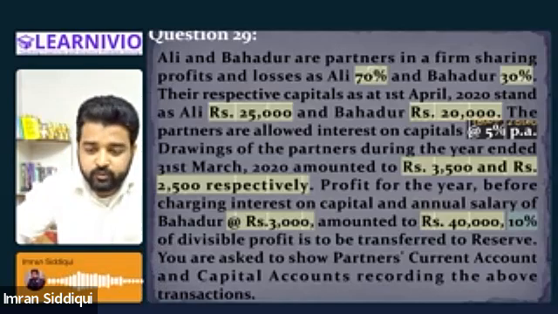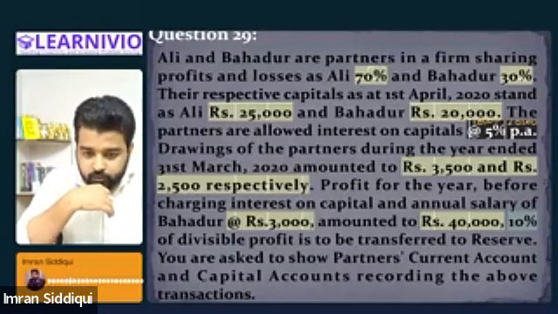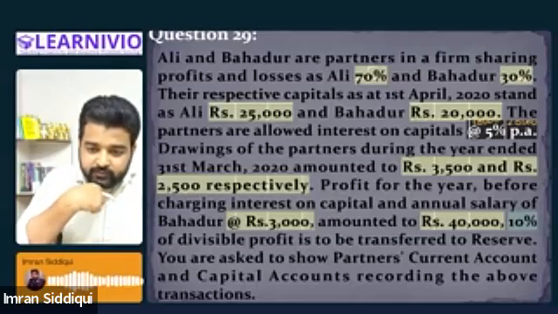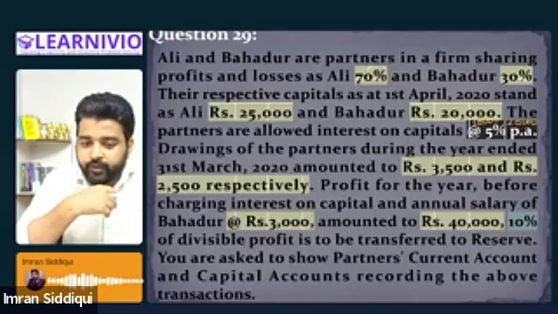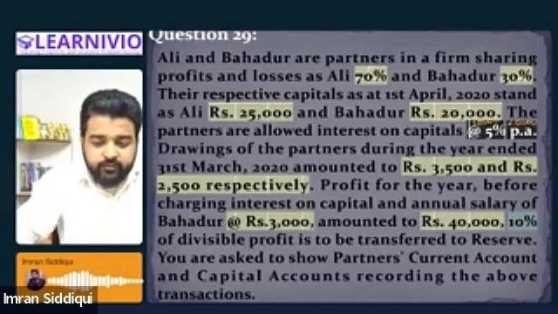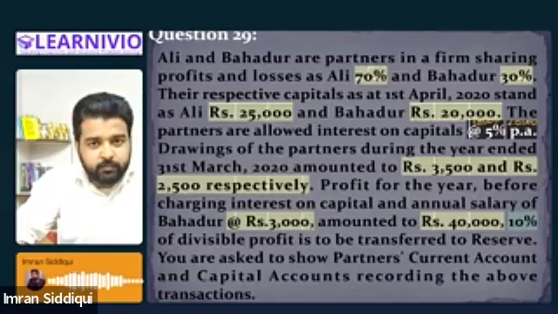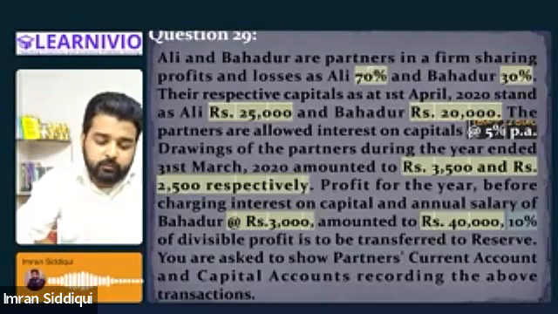Now, profit for the year before charging interest on capital and annual salary of Bahadur, 3,000, amounts to 40,000. So profit is given, amounting to 40,000, and this is before charging interest on capital and annual salary of Bahadur. Ten percent of divisible profit is to be transferred to reserve. So whatever the divisible profit you get, out of that you need to transfer 10% of that amount to the reserve. Got it? You are asked to show the partners' capital account and current account, recording the above transaction.